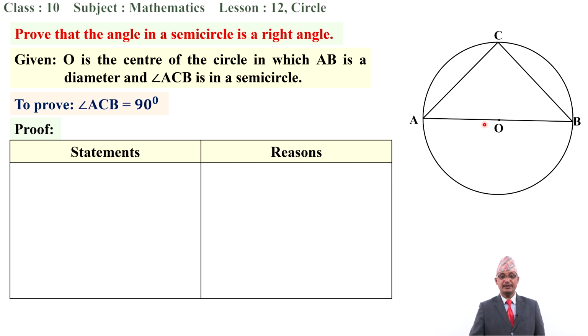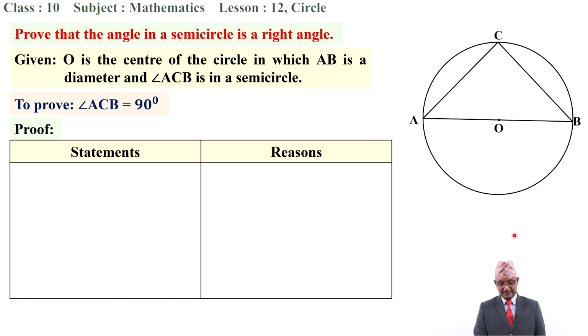Okay, tell me, this AOB is the central angle standing on the arc AB. Similarly, this ACB is the inscribed angle, or angle at the circumference, standing on the same arc AB. And we have already proved that if the same arc subtends angle at the center and at the circumference, then the central angle is 2 times the inscribed angle. That is, angle AOB is 2 times angle ACB. Or you can say angle ACB, that is the inscribed angle, is half of the central angle AOB.